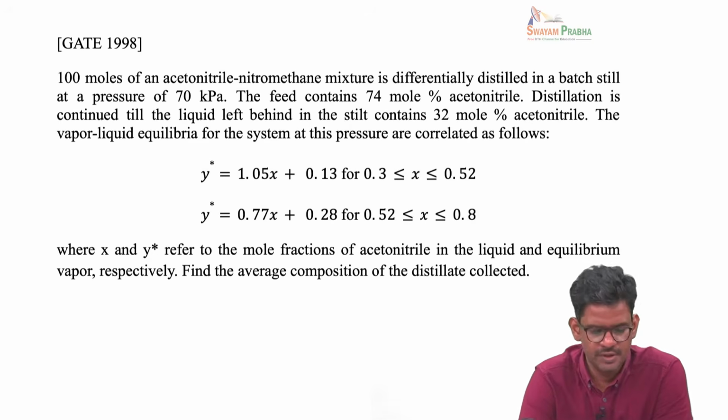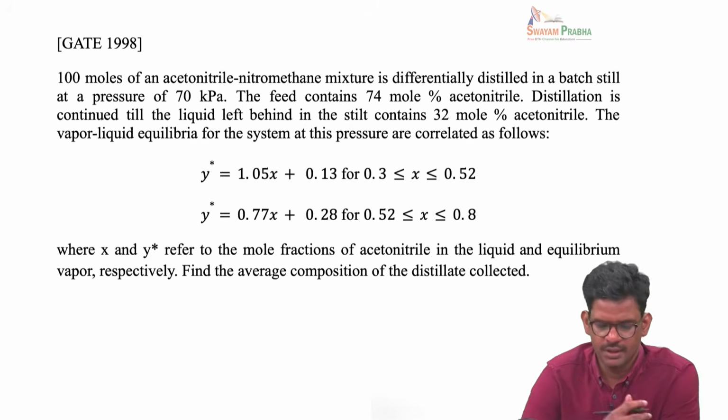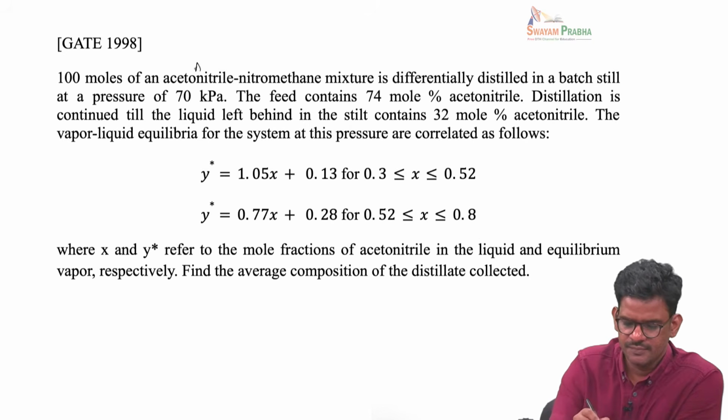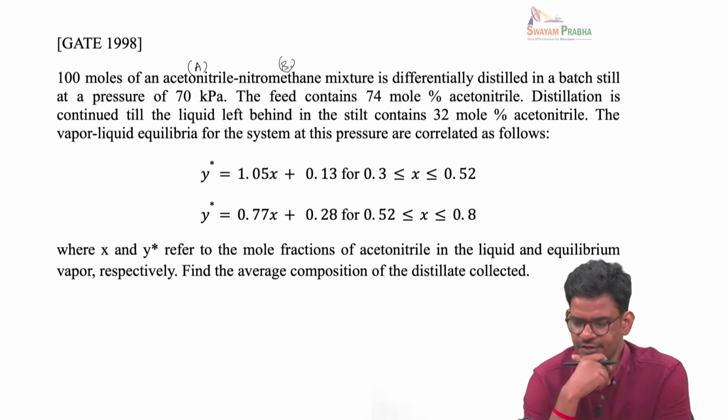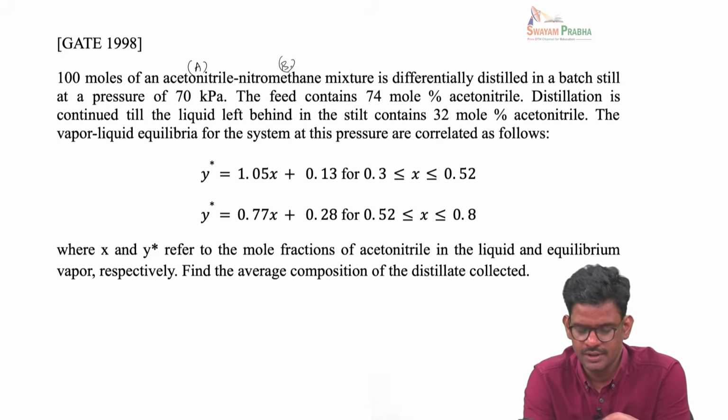So, in this problem, 100 moles of acetonitrile and nitromethane, we will consider this as A and this as B, is differentially distilled in a batch still at a pressure of 70 kilopascal. The feed contains 74 mole percent of acetonitrile. Distillation is continued till the liquid left behind in the still contains 32 mole percent of acetonitrile.